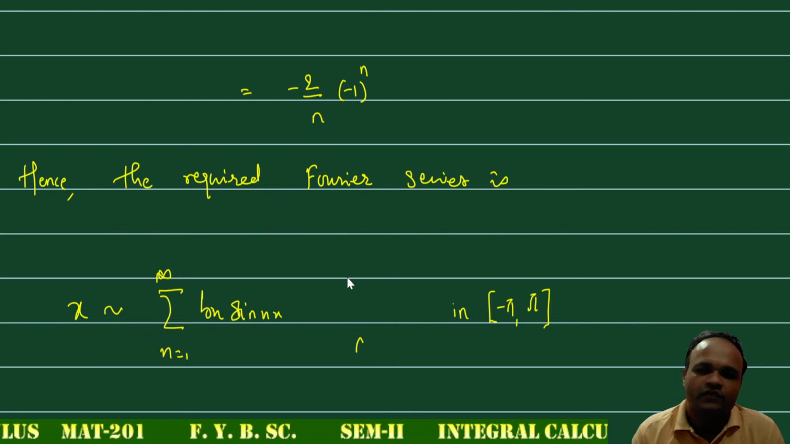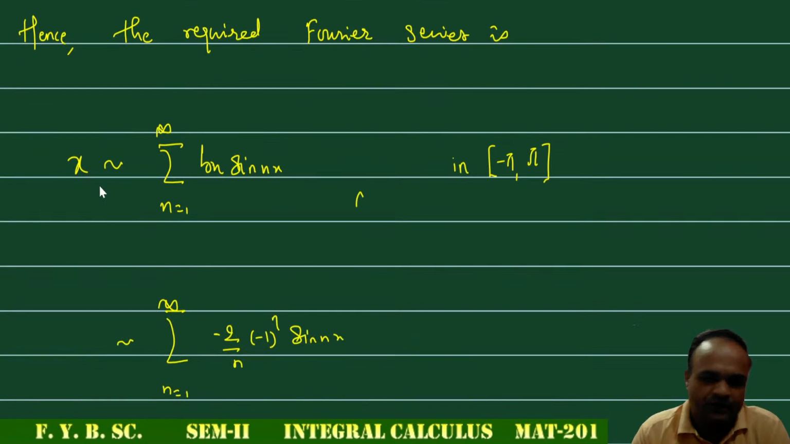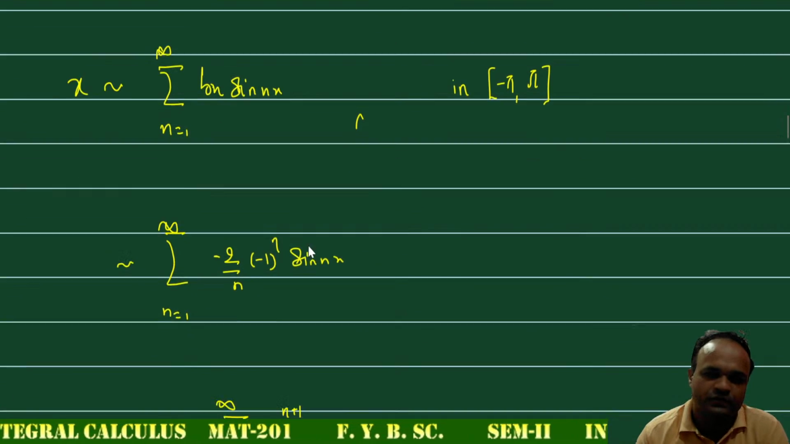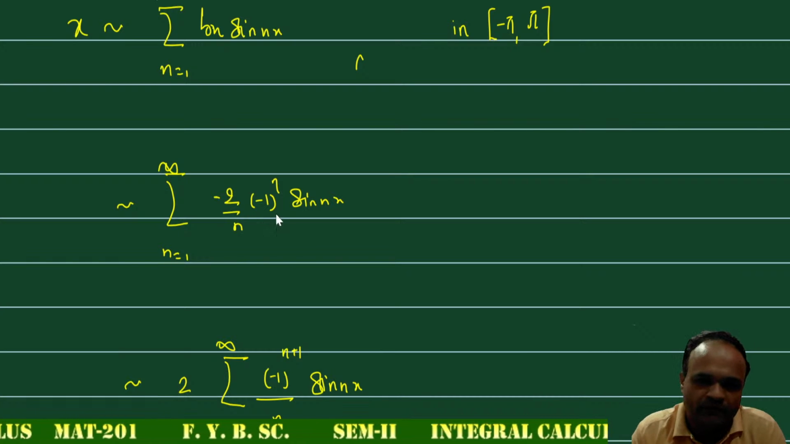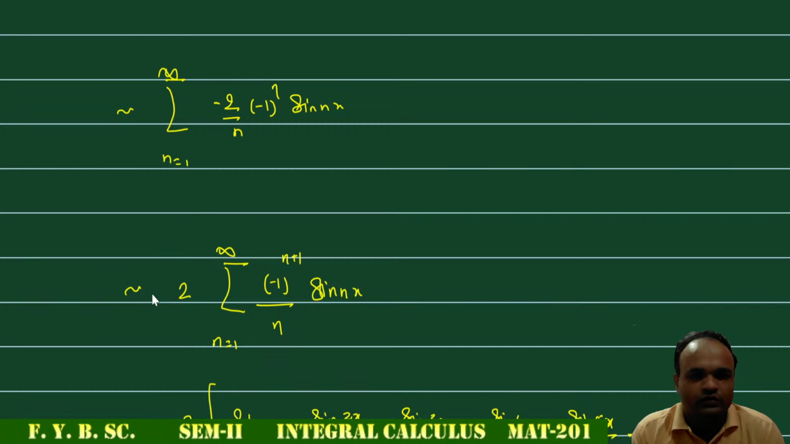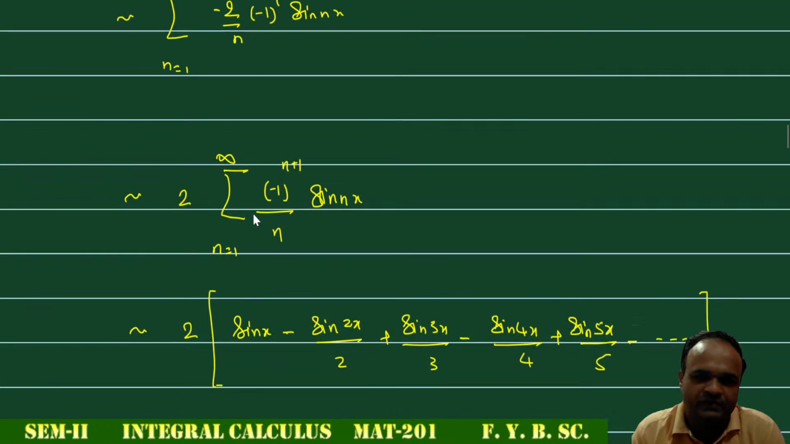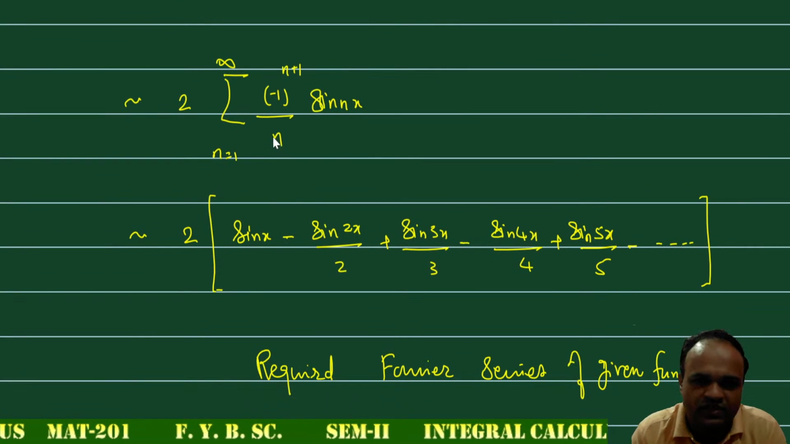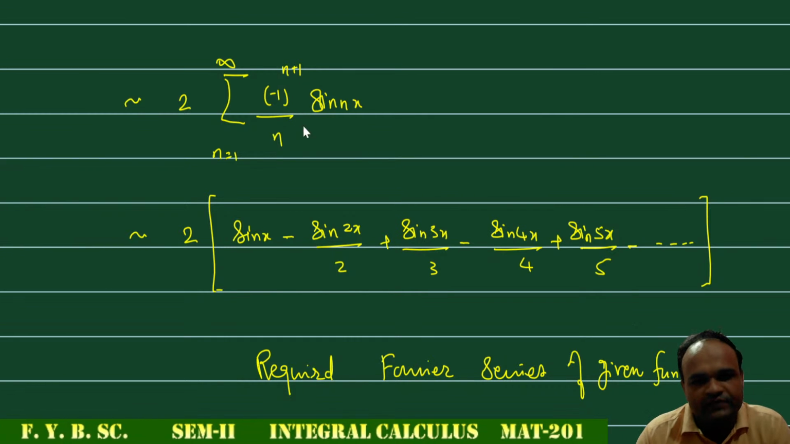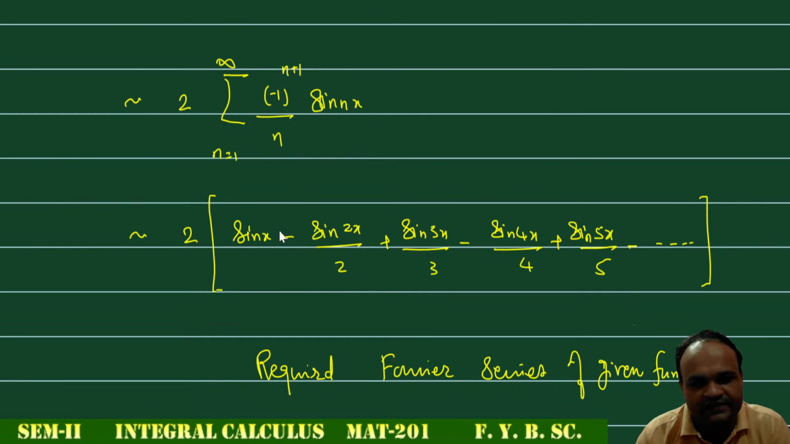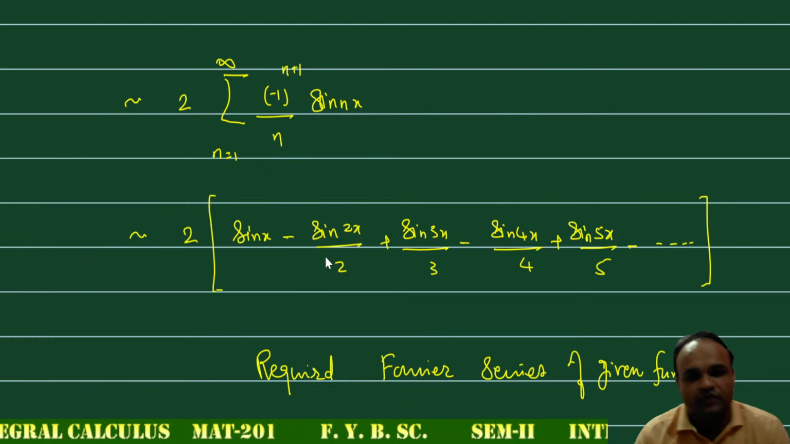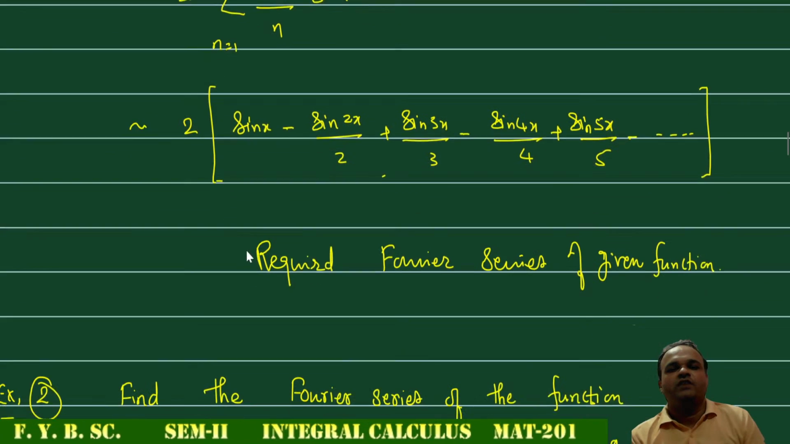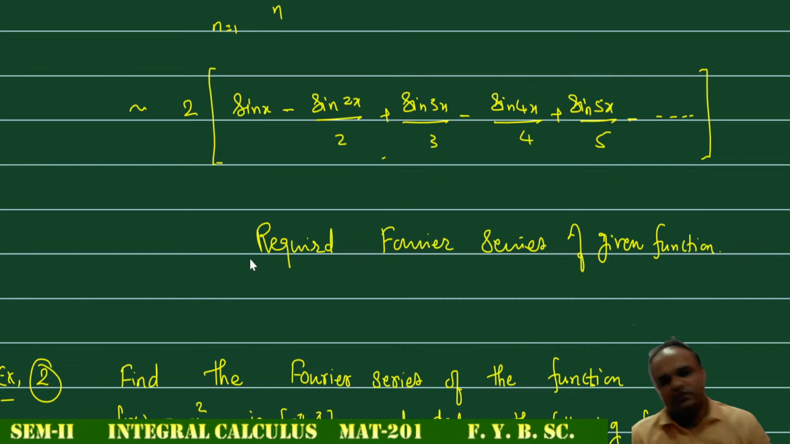So hence the required Fourier series is x, that is f(x), equal to the summation of b_n sin nx, n varies from 1 to infinity. Let us put the value of b_n, minus 2 upon n times (-1)^n sin nx. So 2 you can take outside, and it will be (-1)^(n+1) upon n sin nx. Just write down term-wise the summation. For n equal to 1 you will get (-1)^2, which is positive, that is sin x. For n equal to 2 you will get (-1)^3, so minus sin 2x upon 2, plus sin 3x upon 3, and likewise. So this is the required Fourier series of the given function. So this is the first example.